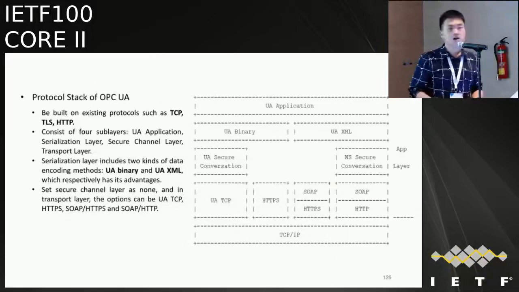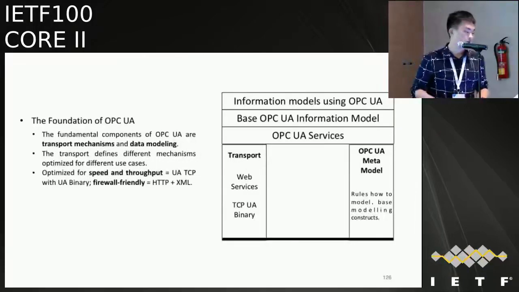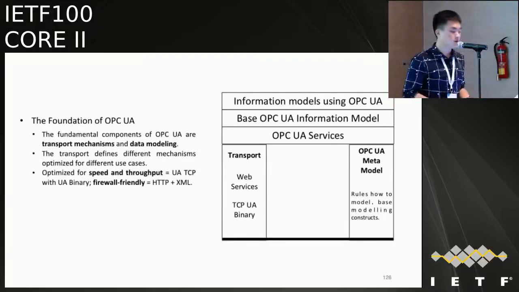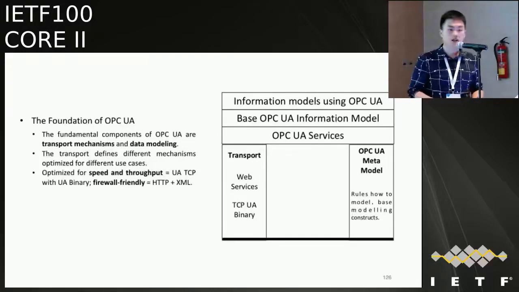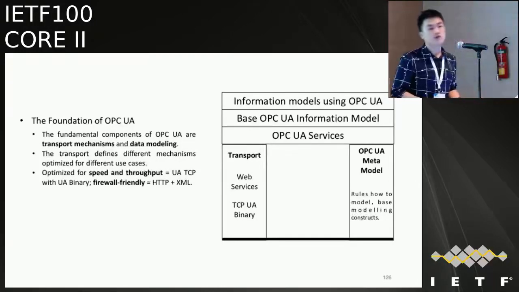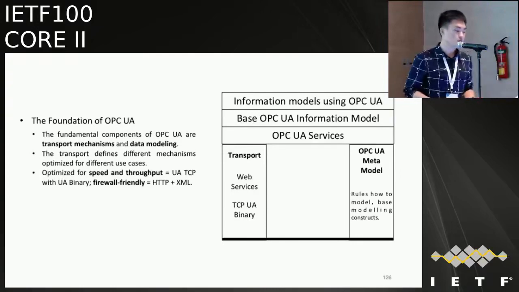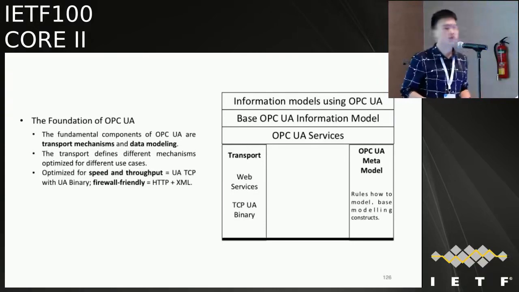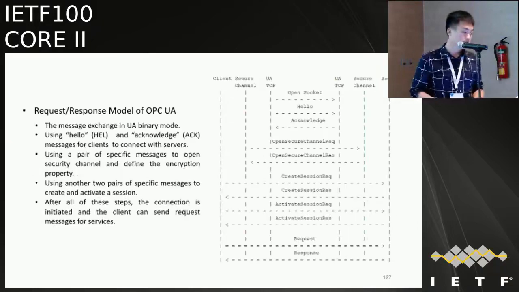This is the protocol stack of OPC UA. The foundation of OPC UA is shown in this figure. The fundamental components of OPC UA are transport mechanisms and data modeling. The transport defines different mechanisms optimized for different use cases. For example, if you want good speed and throughput, you could use UA-TCP with UA Binary. If you want it to be firewall-friendly, you could use HTTP with XML.